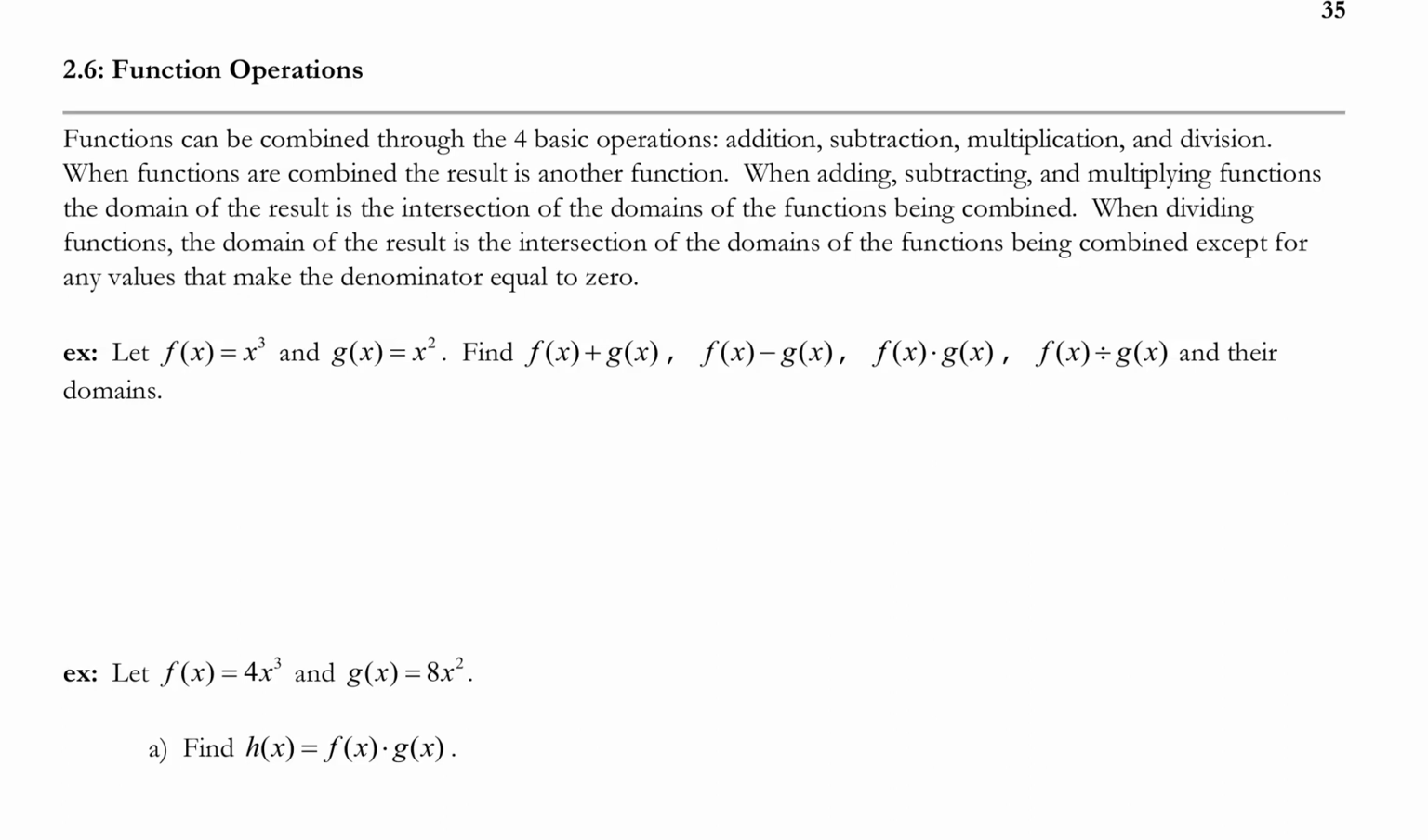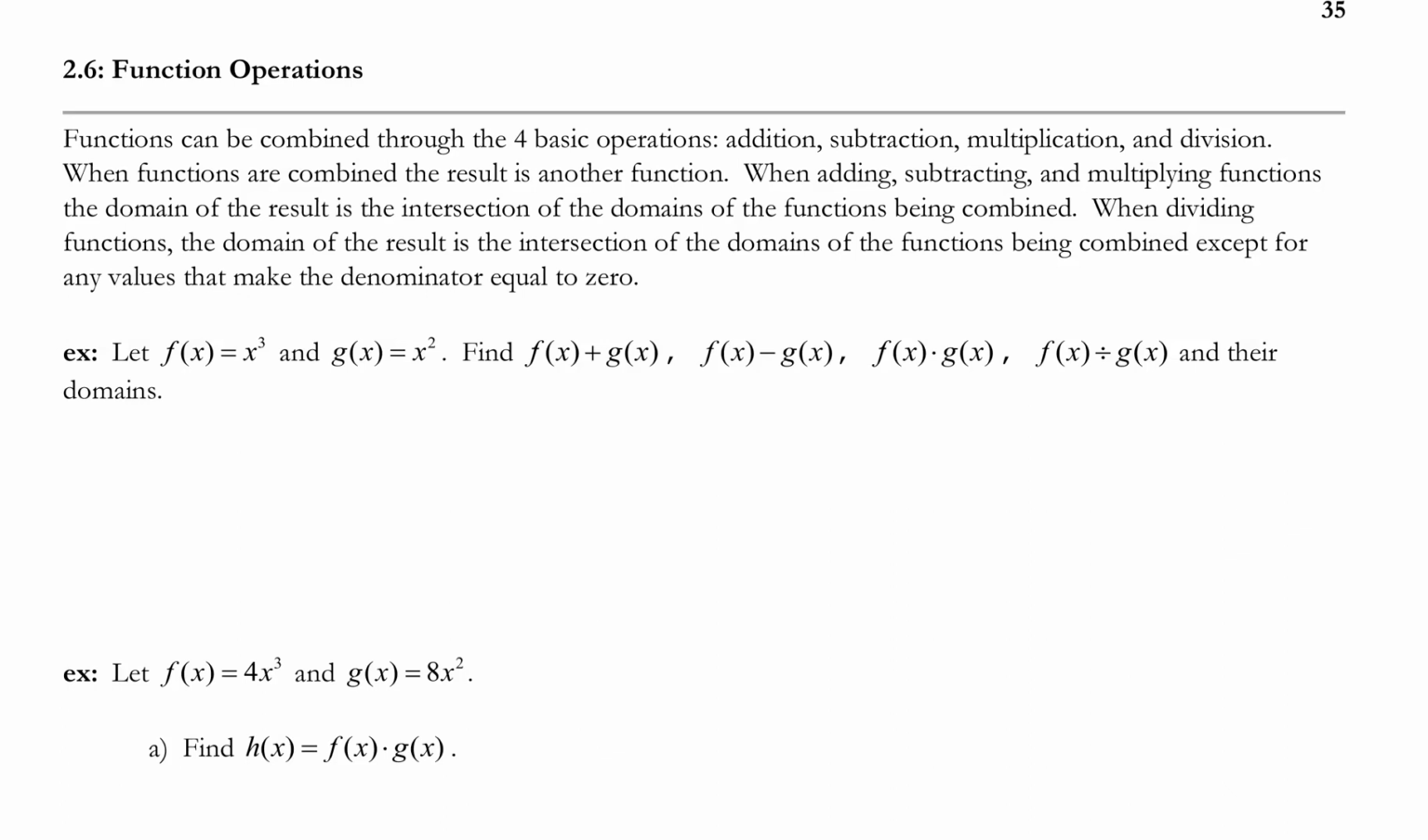Functions can be combined through the four basic operations: addition, subtraction, multiplication, and division. When functions are combined, the result is another function. When adding, subtracting, or multiplying functions, the domain is the result of the intersection of the domains of the functions being combined. When dividing functions, the domain is the result of the intersection of the domains of the functions being combined, except for any values that make the denominator equal to 0.